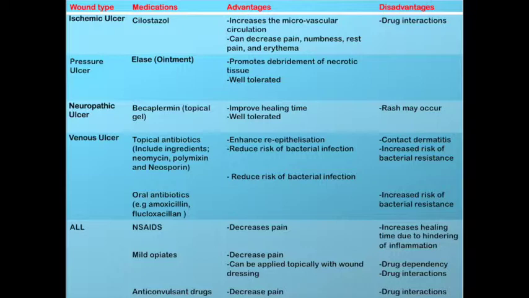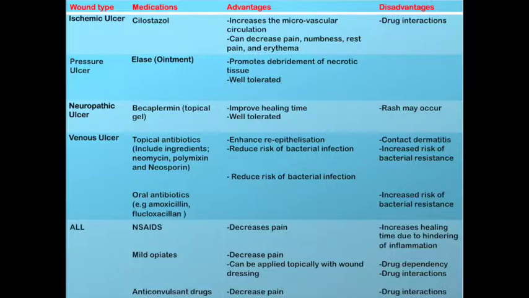Venous ulcers are wounds that occur with sustained venous hypertension as a result of chronic venous insufficiency. Some research suggests that for venous ulcers, topical antiseptics should be avoided. This is due to increased risk of bacterial resistance and contact dermatitis. However, in the systematic review by O'Meara et al., it was concluded that there is improved wound healing with the use of systemic or topical antibiotics.